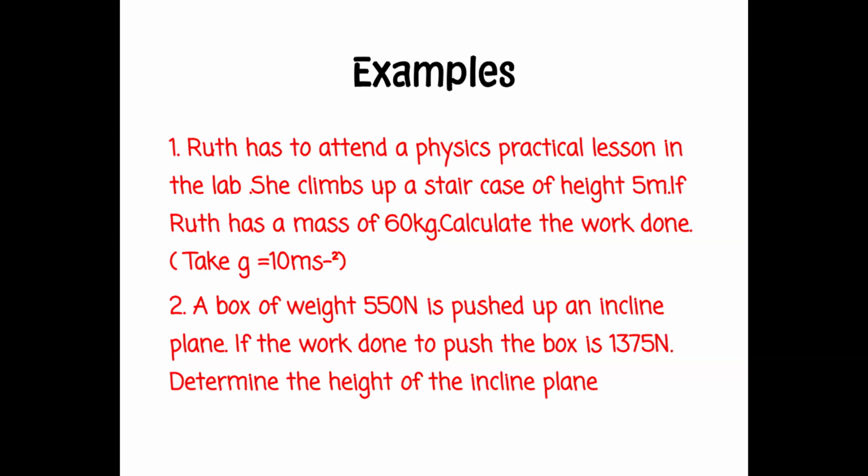Now remember, we said that if it's a vertical distance that has been moved, then work done has to be weight, and weight is got from mass times acceleration due to gravity, then times the distance. So let us first summarize what we have. We have the height, we have the mass, and we have the acceleration due to gravity. So we are going to use them to get the work done.